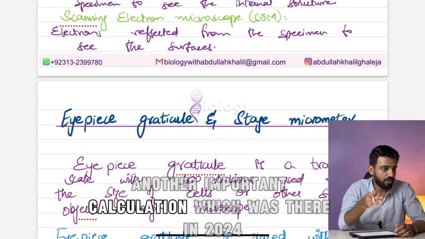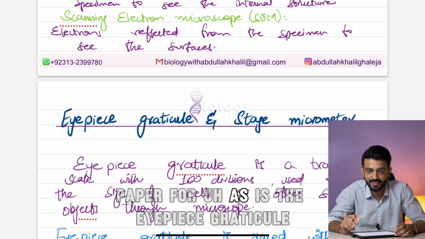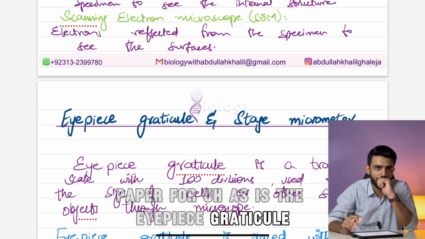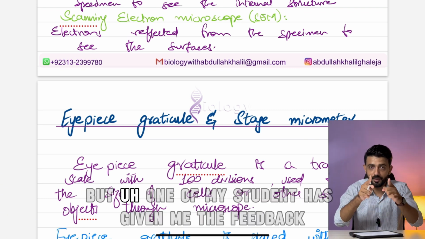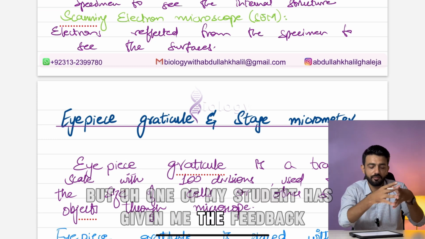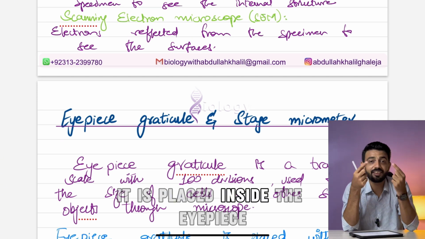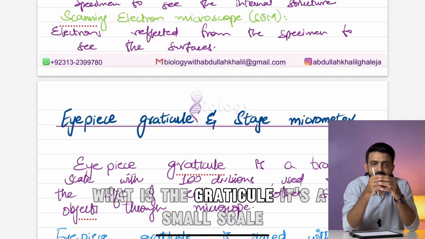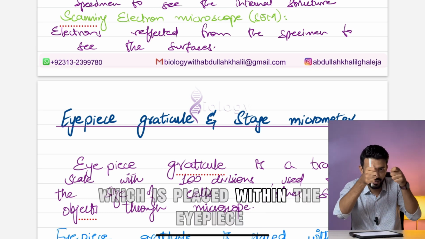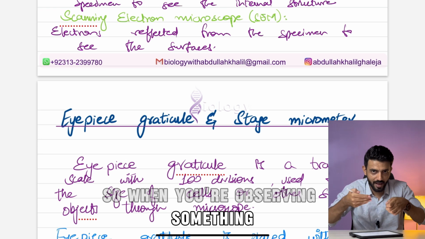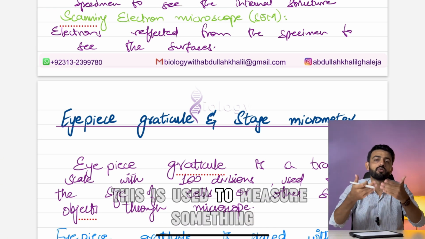Another important calculation which was there in 2024 paper for AS is the eyepiece graticule. Now I don't remember which variant was that, but one of my students has given me the feedback that there was a question about eyepiece graticule. It is placed inside the eyepiece. What is the graticule? It's a small transparent scale which is placed within the eyepiece. So when you're observing something, you will be seeing the specimen as well as the scale. This is used to measure something.